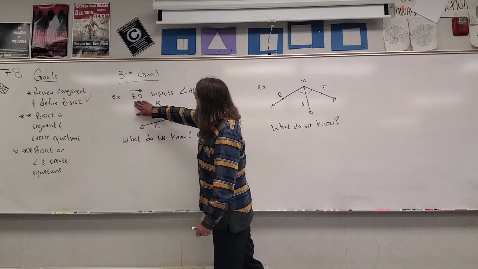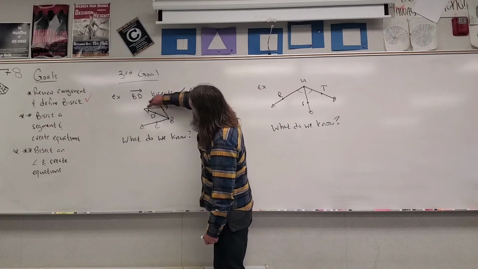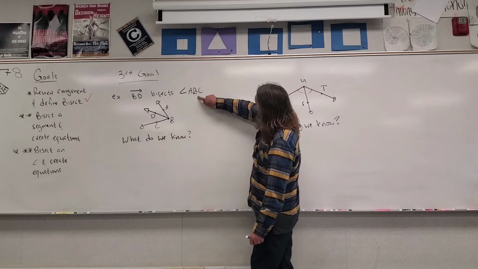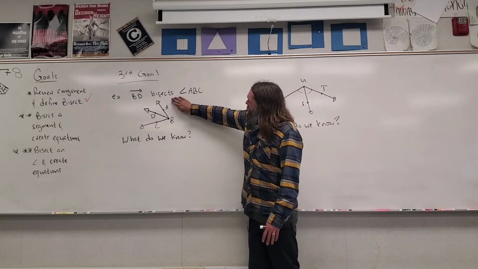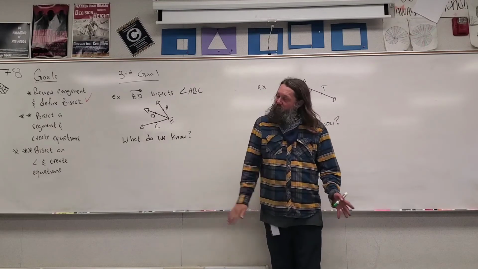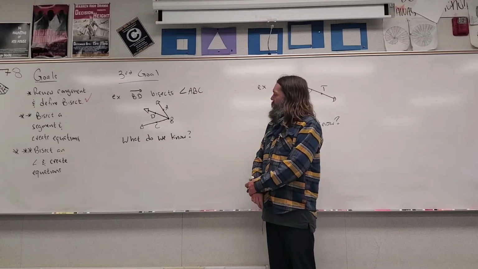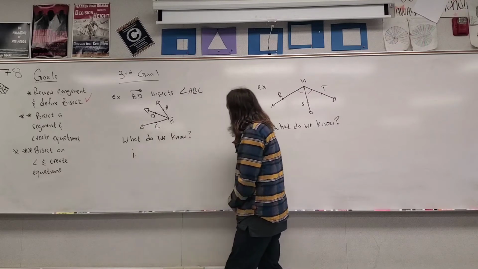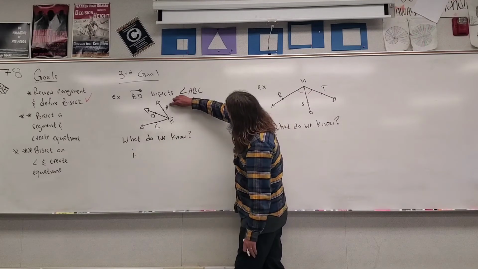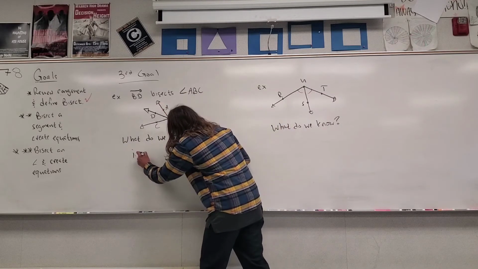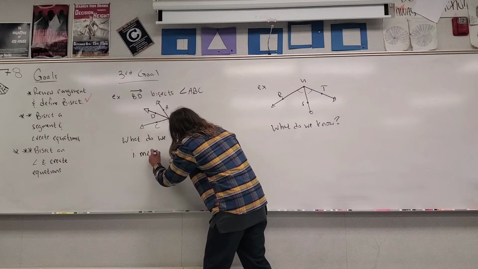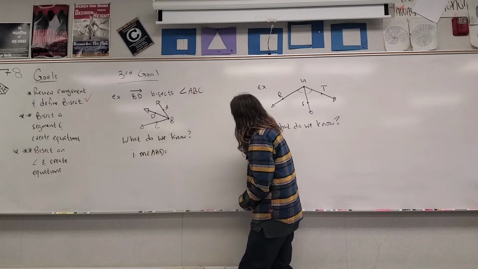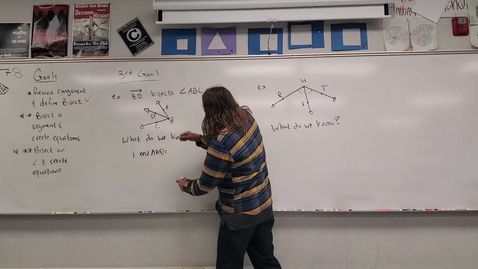So the first example, I'm telling you that ray BD is bisecting angle ABC, or cutting in half or cutting into two equal parts. Okay? So what do we know? Well, first we know that the measure of angle ABD is equal to the measure of angle DBC.